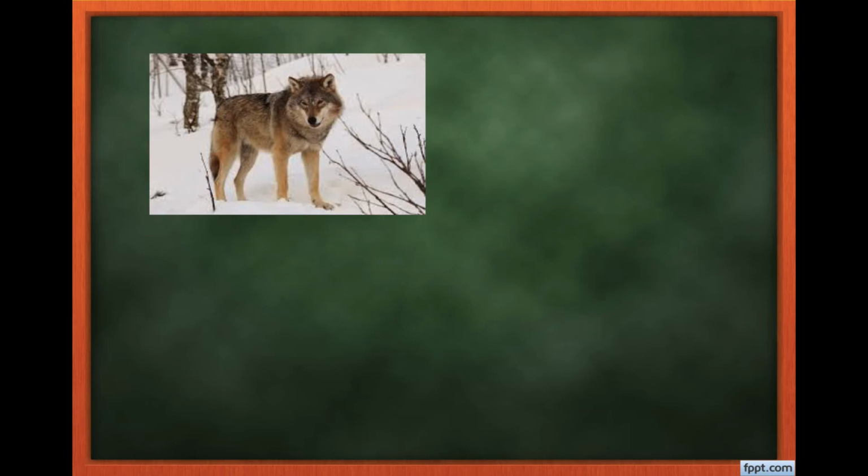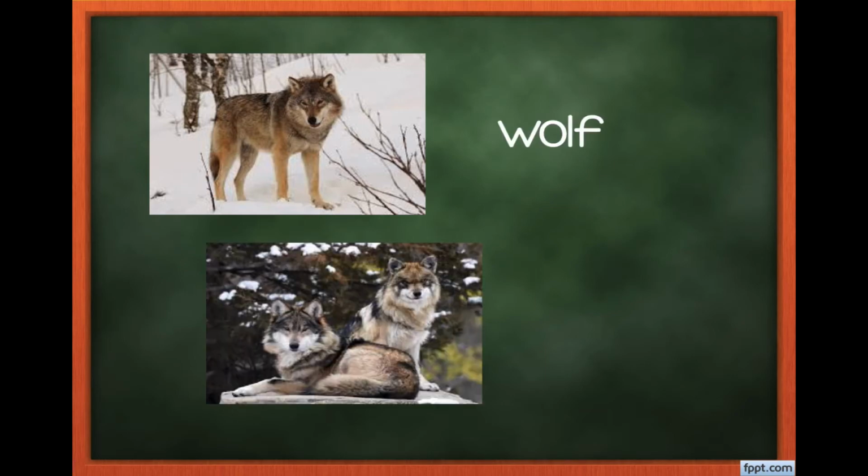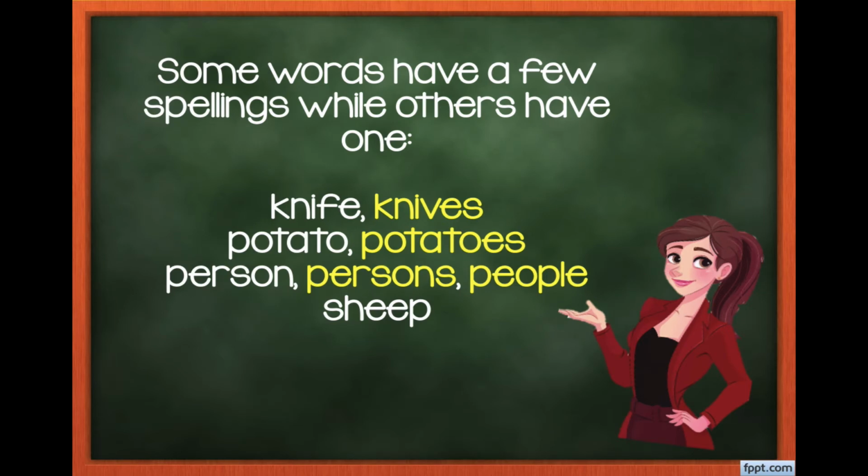Let's review this card from the other day. This is a picture of a wolf. To make the wolf plural, we changed the F at the end of wolf and made it V-E-S. Some words have a few spellings while others just have one. For instance, I have the word knife. Knife becomes knives because it ends with that F, and I drop that F and make it V-E-S.